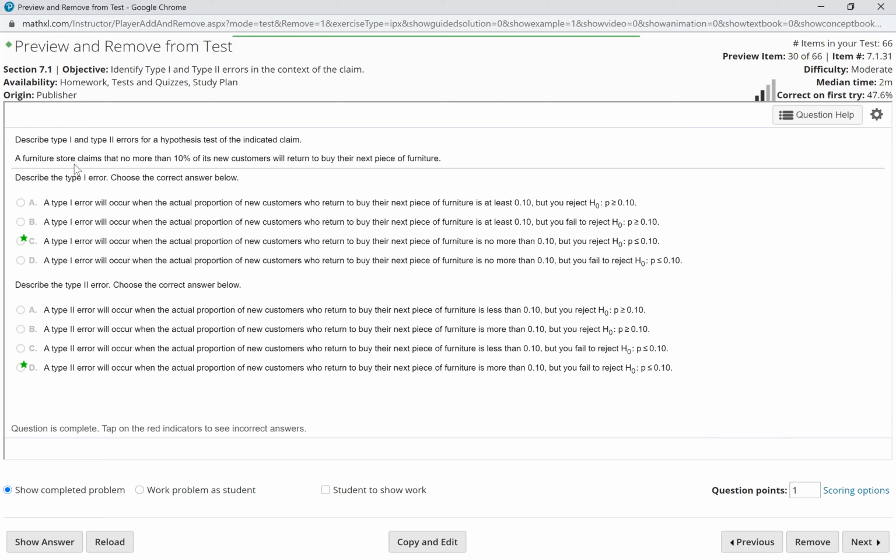Here he says a furniture store claims that no more than 10% of its new customers will return to buy their next piece of furniture. So let's see, let's write the claim. No more means less than or equal to. P here. That's the claim. It is an H0. So what would be HA here? P is greater than 0.1.